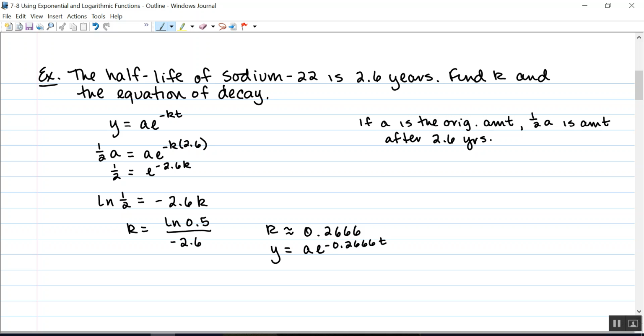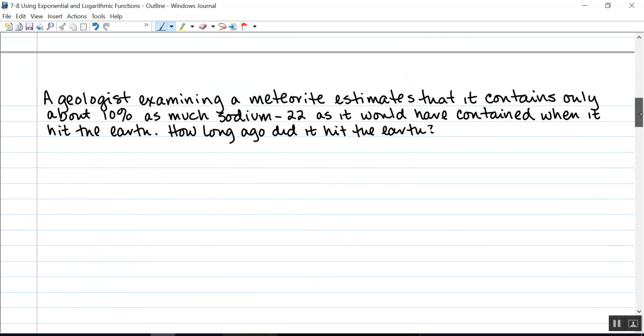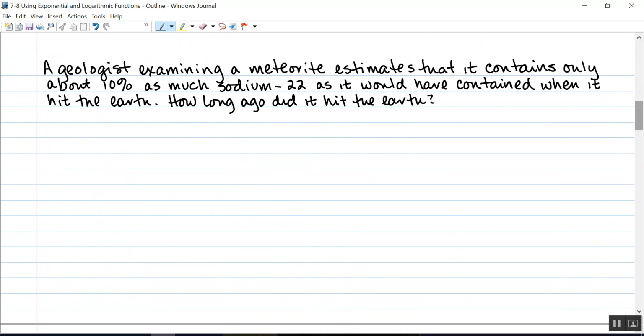That's my equation of decay. And notice originally the value here was not negative, but I have to make it negative to make it decay. So we're going to use that equation for the second part of this problem, which says that a geologist examining a meteorite estimates that it contains only about 10% as much sodium-22 as it would have contained when it hit the Earth. How long ago did it hit the Earth? So what we don't know is the time, so our variable in this case is going to be t.